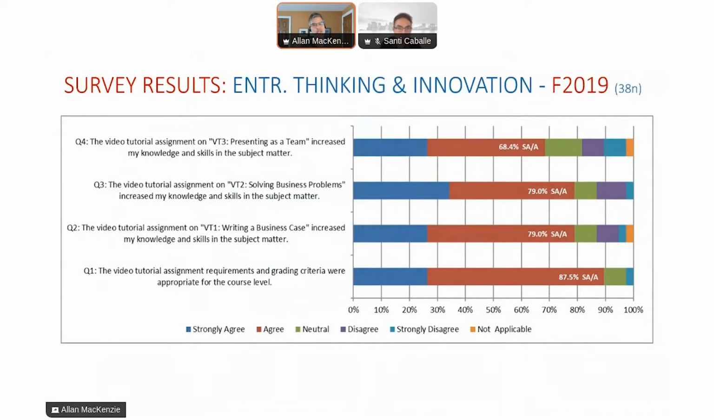The first 2 LinkedIn Learning tutorials, again, had a pretty strong presence there, almost equal at 79% strongly agreeing that they were helpful. The last one didn't quite hit the mark. It was a little bit lower. And some of the feedback I got from students within the classroom was they felt that they were senior students, they had done a lot of presentations, and this wasn't really worthwhile to keep doing moving forward. And so they felt that it was a little bit of a waste of their time.